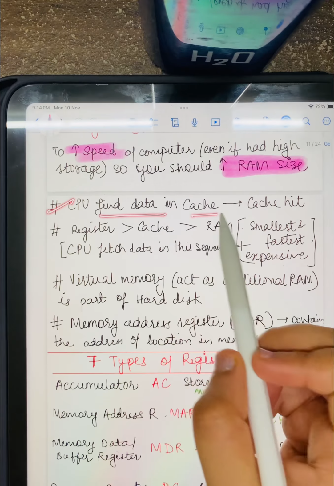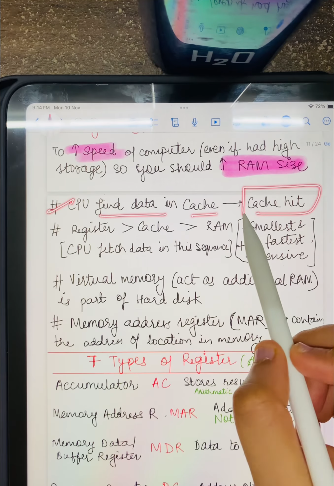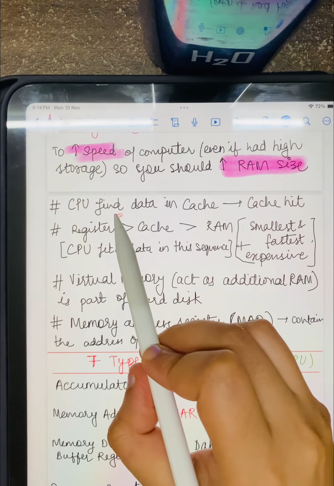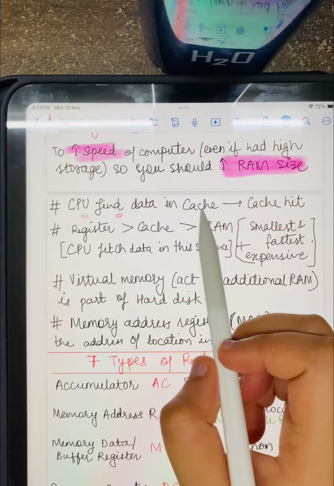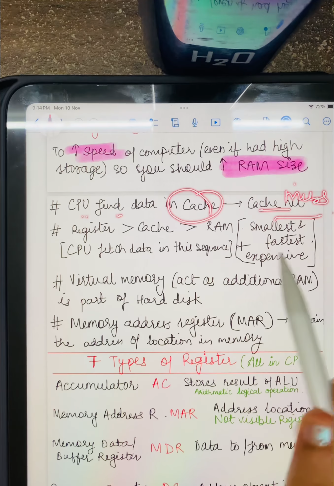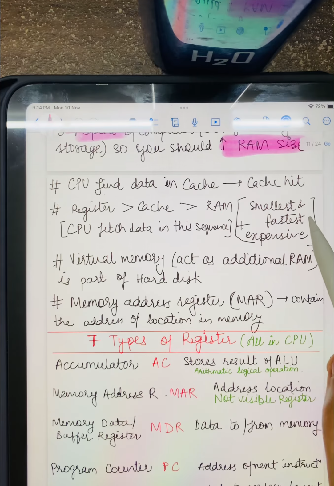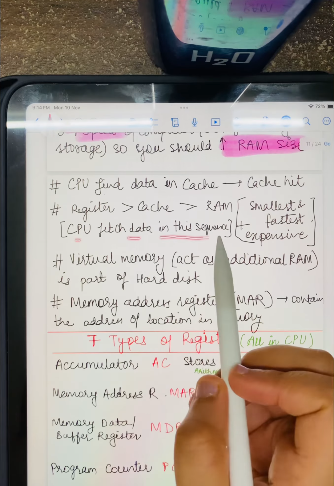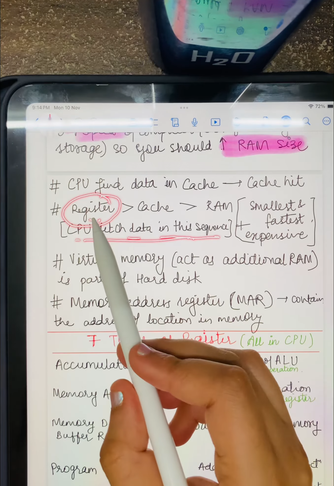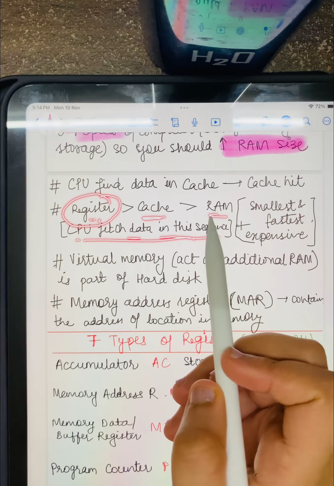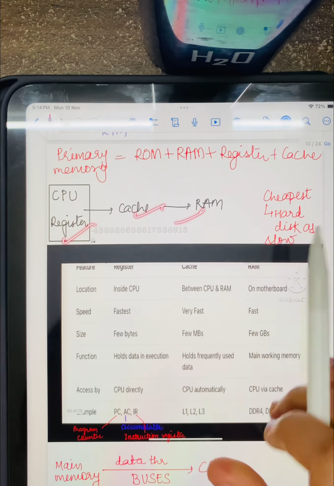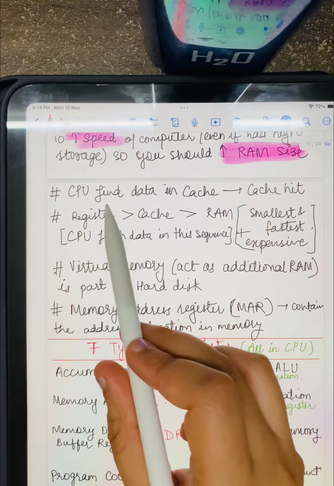If the CPU finds data in cache, it is called a cache hit, and if the CPU does not find data in cache, it is a cache miss. So the CPU fetches data in this sequence. Okay, सबसे पहले CPU goes to registers because it is inside the CPU, then cache, then RAM. See, register, cache, RAM. Just learn this sequence.